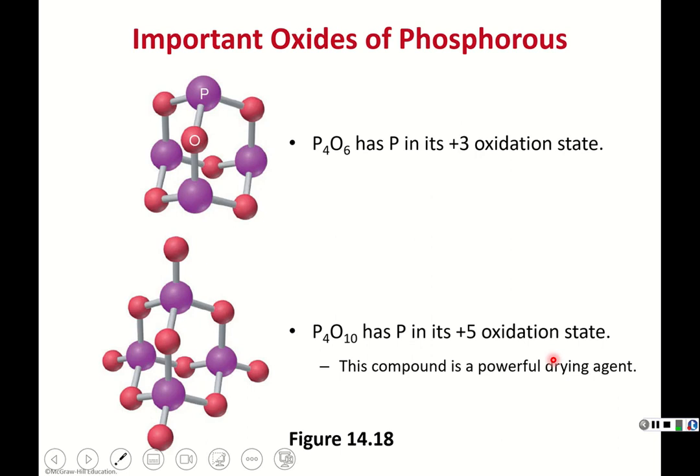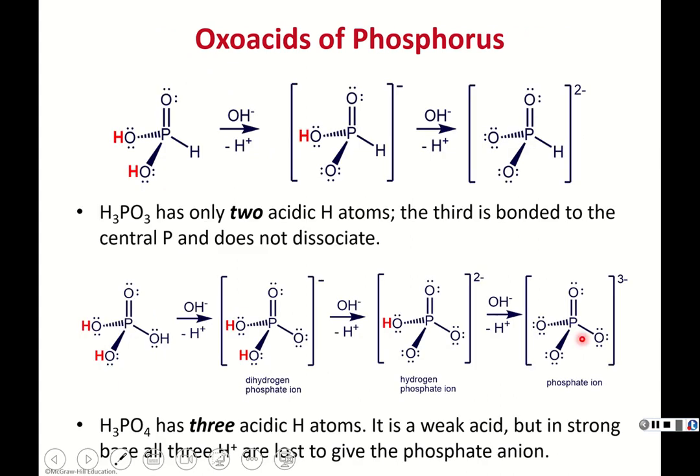There are some more complex oxides that you can make with phosphorus. P4O6 has phosphorus in the +3 oxidation state. P4O10 has phosphorus in the +5 oxidation state. So you can see that, sort of like nitrogen, you can have multiple oxidation states in phosphorus as well. Okay. The oxoacids of phosphorus are important, and we've seen some of these.